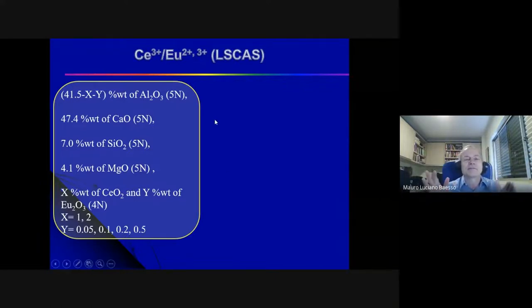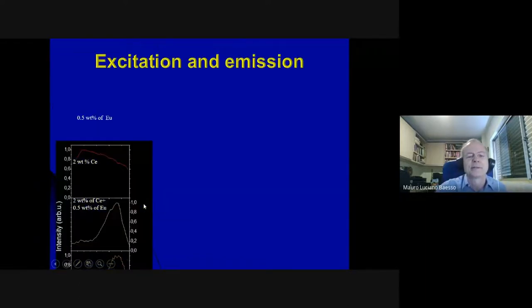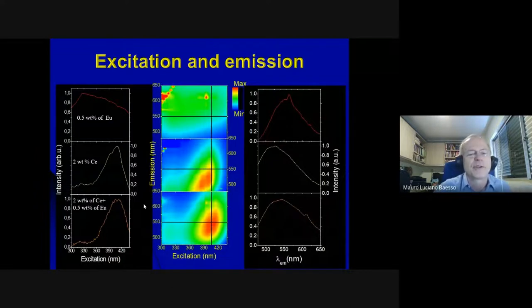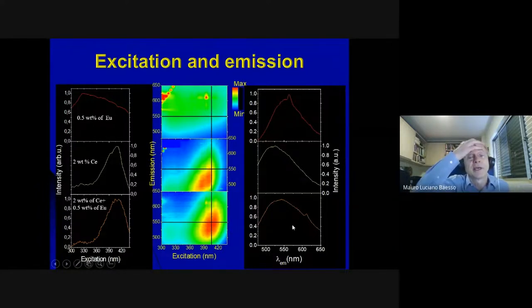Now, after that, we did a cerium sample, a europium sample, and now cerium and europium combined. The idea is to try to get the broadest spectrum possible. So we start by changing the concentration of europium and cerium. The first one is 0.5% europium, then 2% cerium, and a sample with 2% cerium plus 0.5% europium. So you have the figure here and the emission on the right side from the three samples. When you use europium or cerium alone, you have a yellow or orange emission. And when you combine them in the third sample, you see what happened.